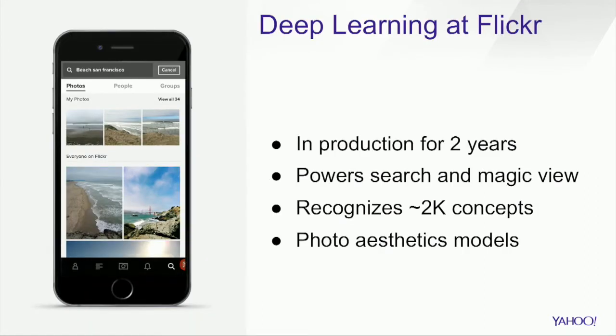We've been using deep learning at Flickr in production for almost 2 years using CaffeOnSpark. It powers search and Magic View features of Flickr, and we recognize up to 2,000 concepts. And we also build photo aesthetic models.